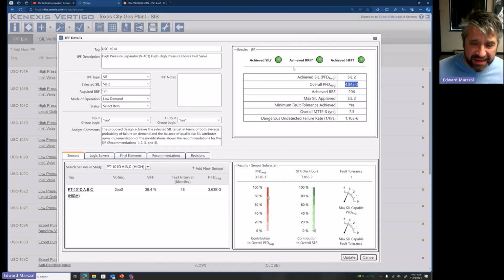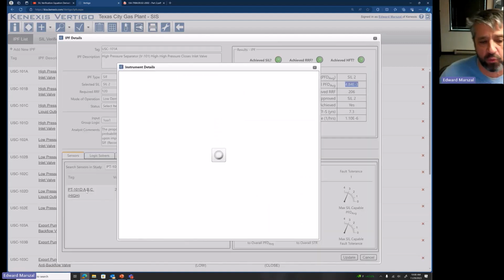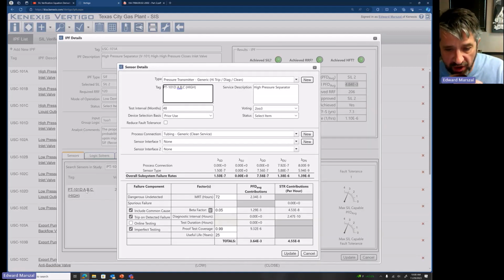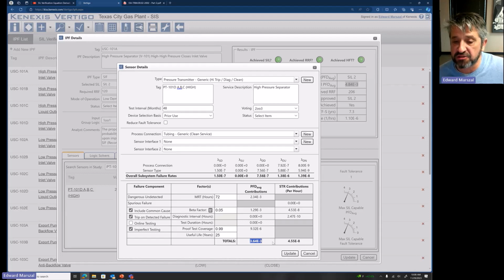Okay, now if we drill down a little bit deeper, I'm going to bring up the worksheet for the sensor itself. You'll see that that PFD of 3.64 E-3 that is related to the sensor subsystem is actually built of a lot of different components.